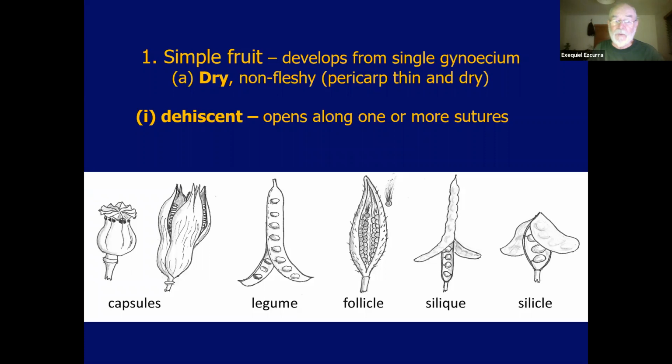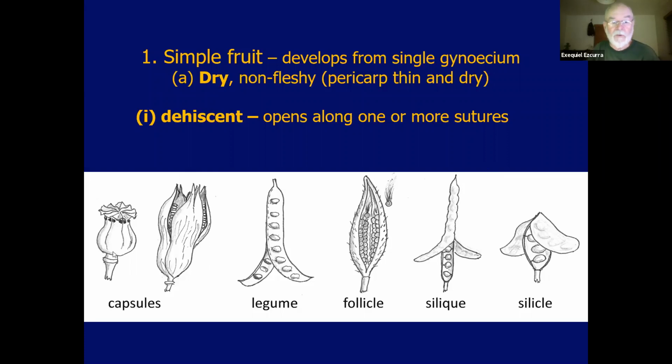Other fruits are dispersed by wind. So let me show you some dry fruits. Dry fruits have basically, in the categorization that botanists make, 2 main categories: dehiscent, if the dry fruit opens to release a seed, and indehiscent if it doesn't open. A dehiscent fruit opens along one or more sutures. And within dehiscent fruits, there are 5 categories.